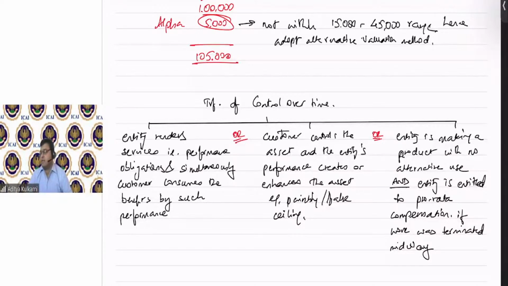Okay, but the first case, revenue comes only at the time of signing the transfer of the ship to the Navy. Only at that point of time revenue gets recognized. Are we clear with this?